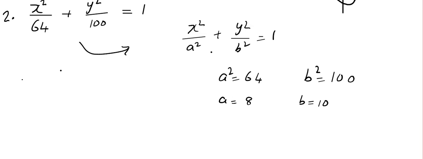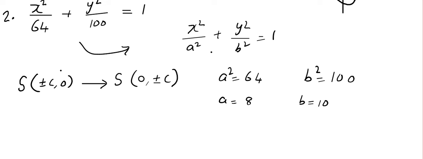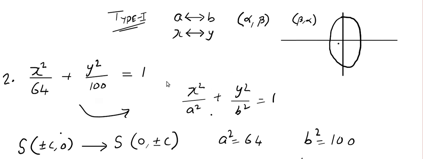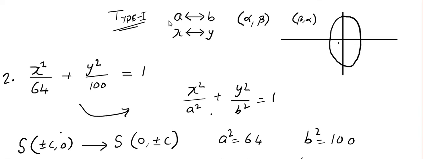In type 1, the foci were given by plus or minus c comma 0. So in type 2, the foci will be 0 comma plus or minus c. By the way, I hope you read the instruction very clearly. Change a into b and b into a. There is no change for our eccentricity, and hence there will be no change for c also.